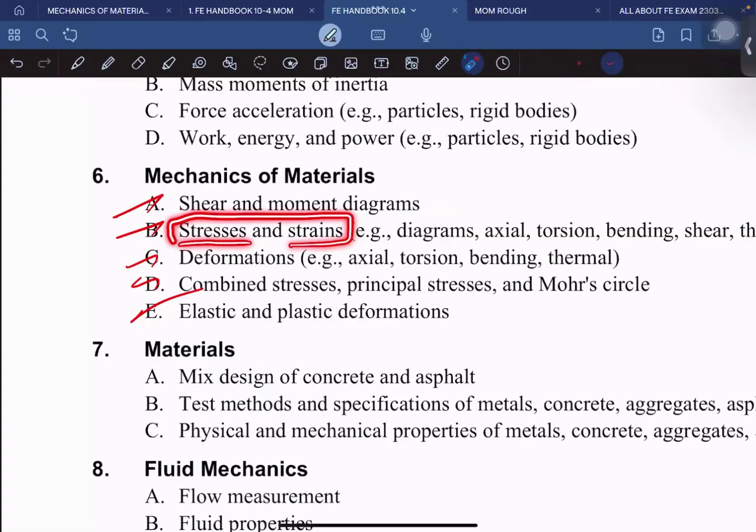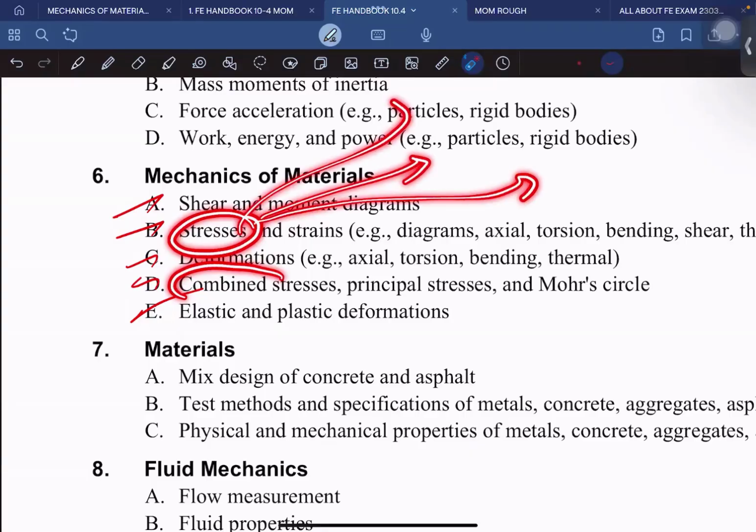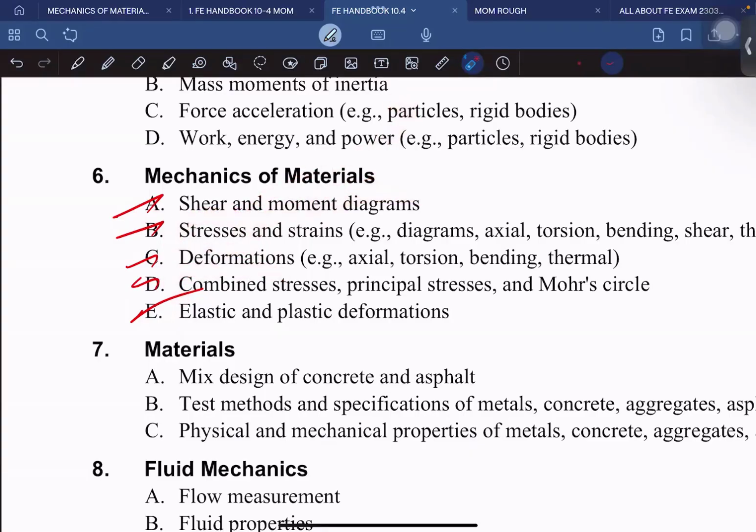You will see what the stresses are, what the strains are, and then we can see the deformations. We also see what deformations mean, and then there is a combination of these stresses. There are axial stresses, torsional stresses, bending stresses, and there can be a combination of them. You can see what the combined effect of different stresses will be, and there are some phenomena called principal stresses, Mohr circle, and so on, and then elastic and plastic deformations.